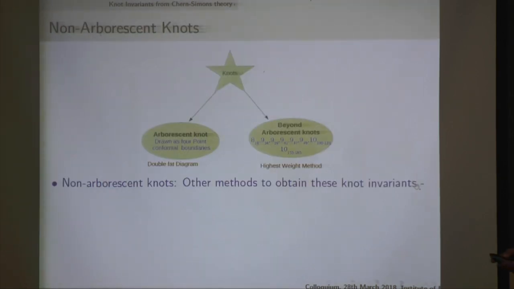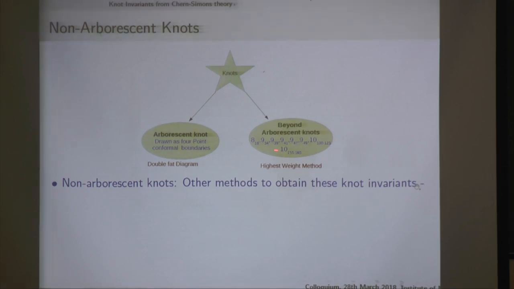So far for arborescent knots, I have given you a flavor and I have also justified that the duality matrix for symmetric colors is available, so I can work out the polynomial form. The 2-1 color is available because of Ju and Joker, so that invariant also I can write for arborescent knots. But how about the other knots?